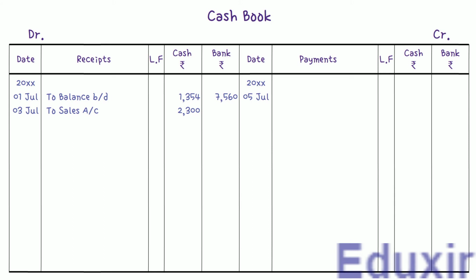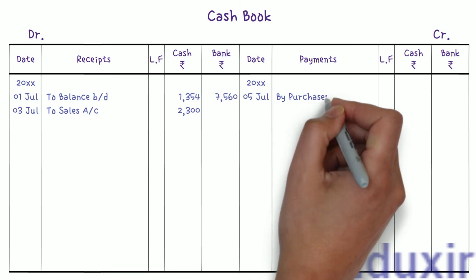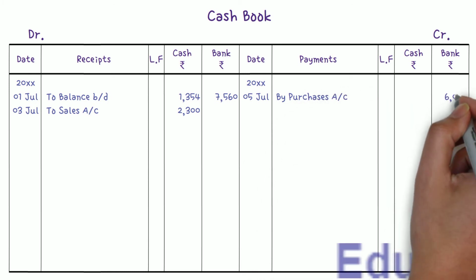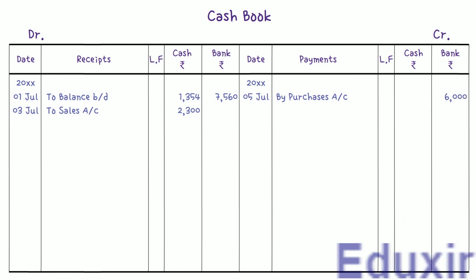As you know, the entries in the payments column start with "by". We need to write purchases account into the payments column of the cash book. Let us then record the credit amount of 6000 rupees in the bank column. With that, we have completed the posting of this transaction into the cash book. Let us now take up the next transaction.